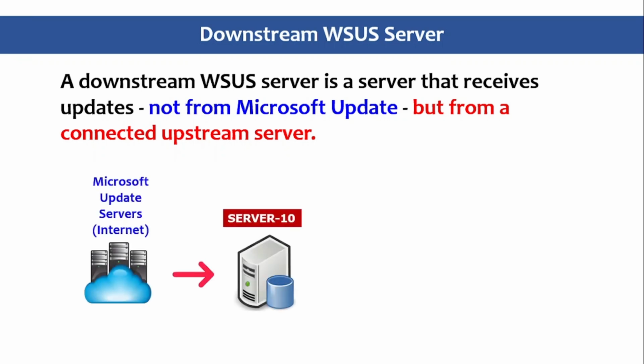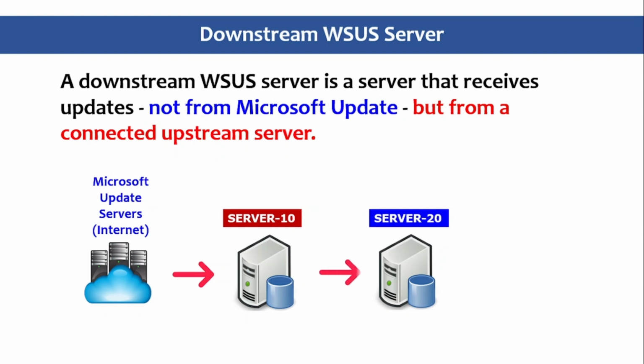Let's take an example. We have server 10, which is our upstream server, and we have server 20. Server 20 is synchronizing, or getting updates, from server 10. So server 20 can be called a downstream WSUS server because of the flow of updates.